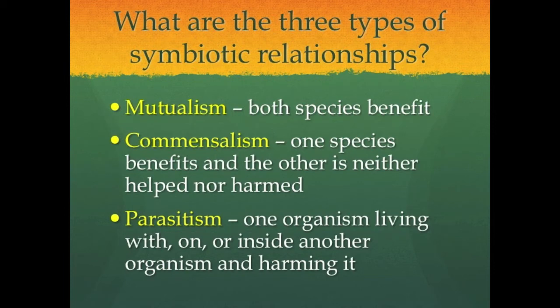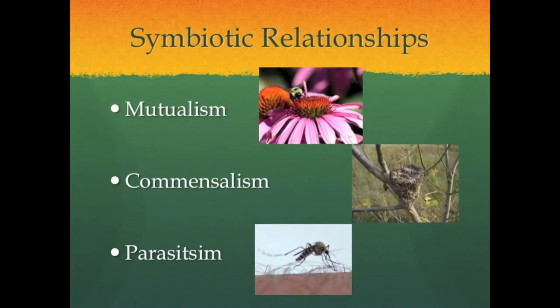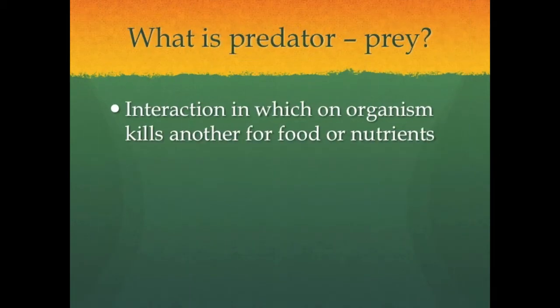Three types of symbiotic relationships. First one, mutualism. This is where both species benefit. Commensalism, one species benefits and the other is neither helped nor harmed. There's really nothing going on with it. Finally, parasitism. That's when one organism lives with, on, or inside another organism and harms it. And some examples here. Mutualism is going to be a bee and a flower. Commensalism, a bird putting a nest on a tree. And parasitism, there you can see our lovely mosquito.